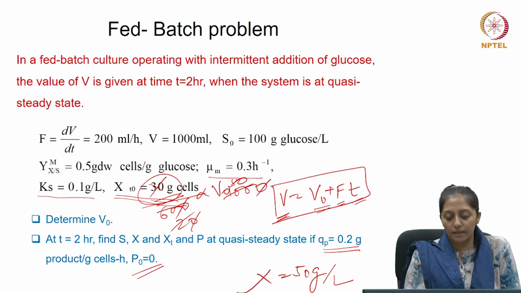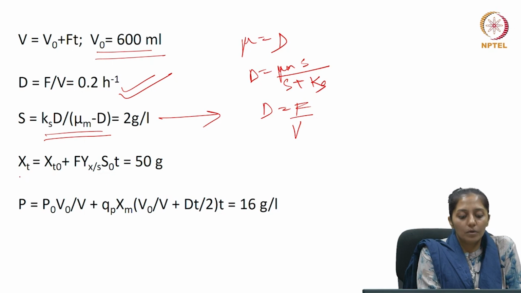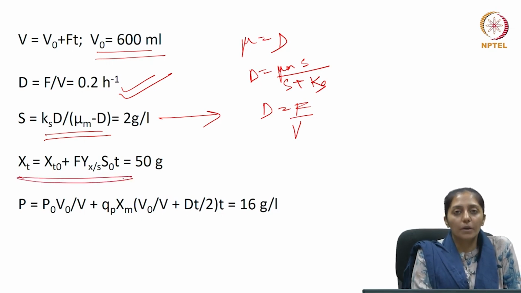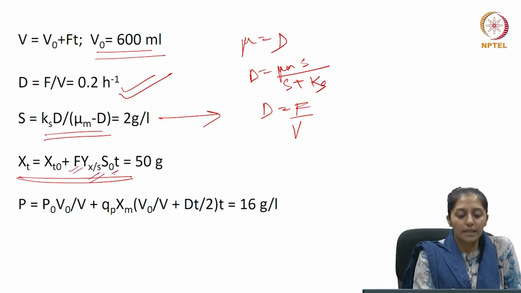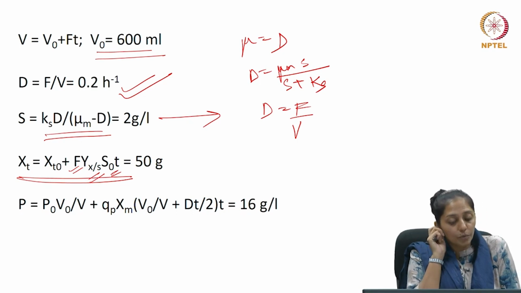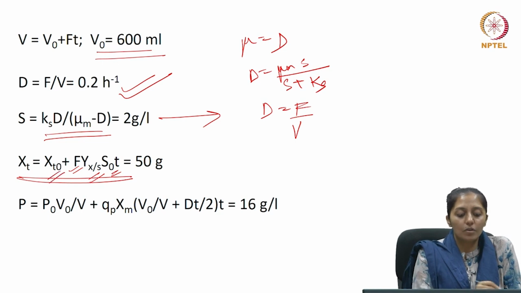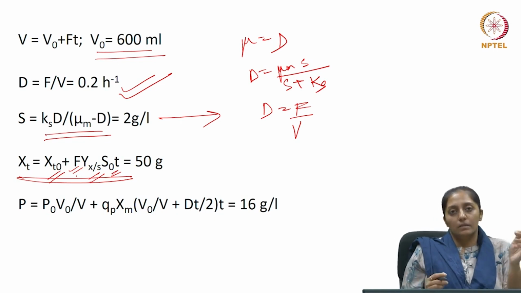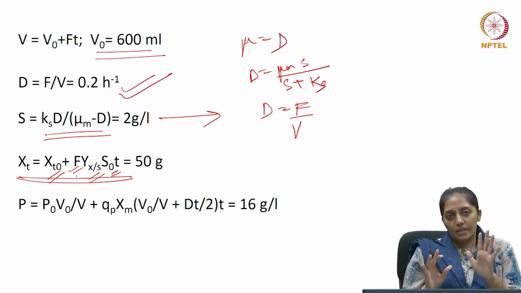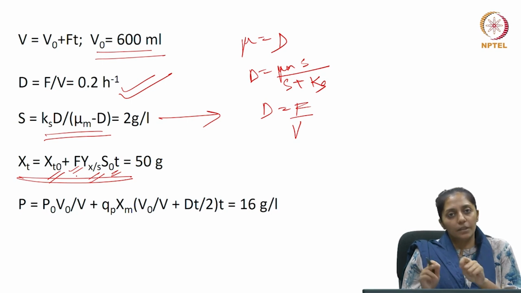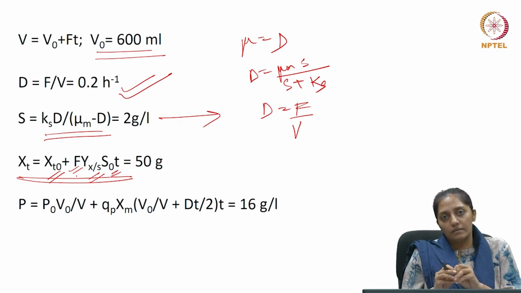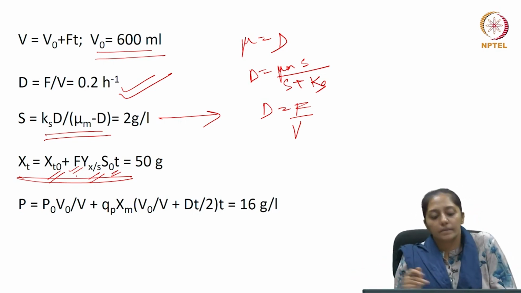Now, we can even cross check this. We know at quasi steady state how the biomass amount will keep changing with time given the value of F, Yx by S and S naught. S naught is known to us, Yx by S is also known, F is known and Xt naught is also given. This is assuming that almost all the substrate which is coming in is getting utilized. Whatever is coming in once the quasi steady state started is getting utilized.